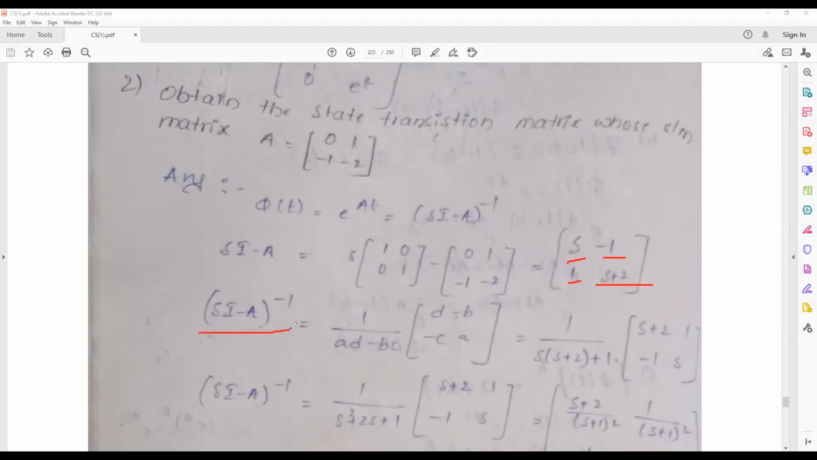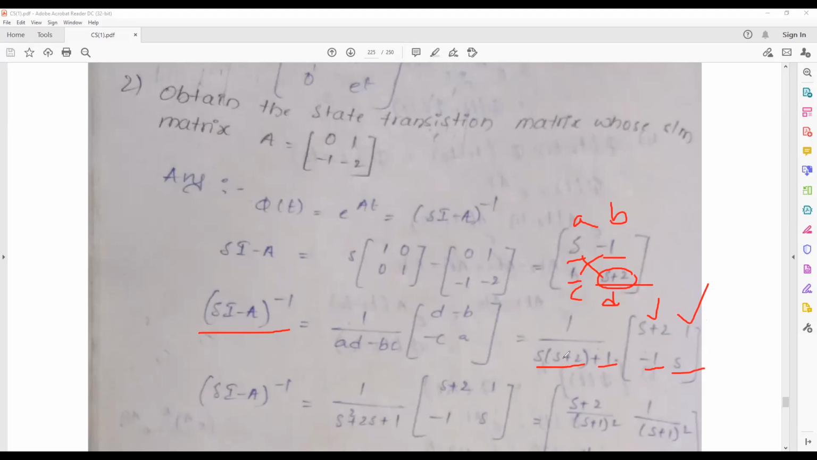And (sI minus A) whole inverse is 1 by AD minus BC, where this is A, B, C, D. So 1 by s into (s plus 2) minus of minus 1 into 1, that is s into (s plus 2) plus 1. The D element is s plus 2. What is minus B? Minus of minus 1, plus 1. What is minus C? Minus 1. What is the A element? s. So s plus 2, 1, minus 1, s.